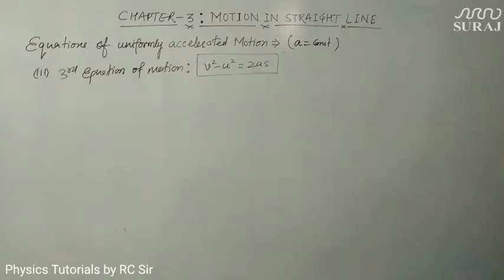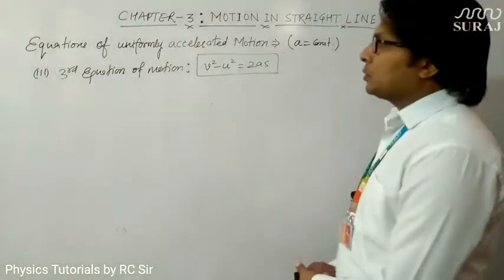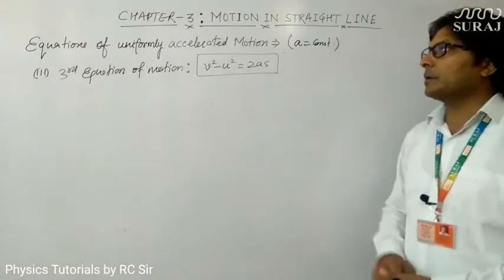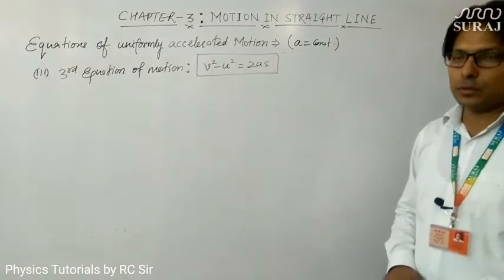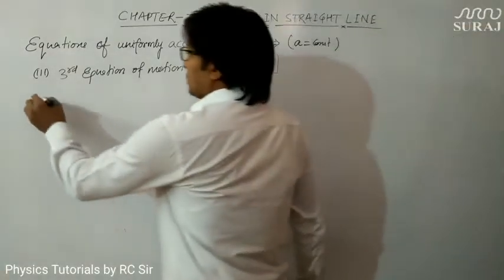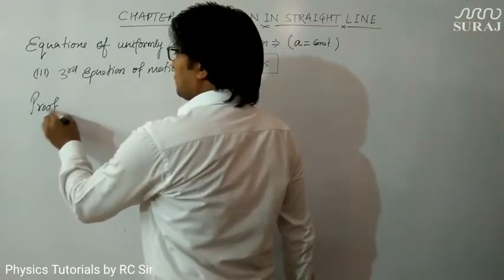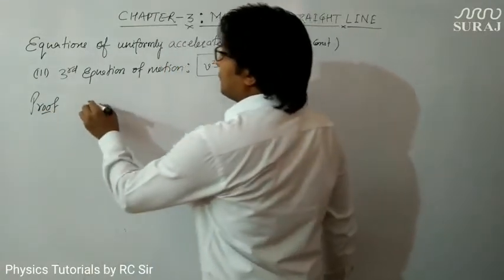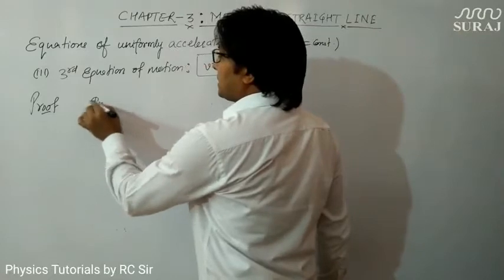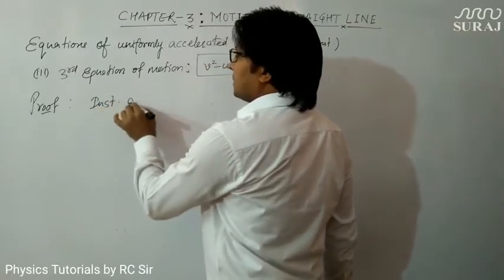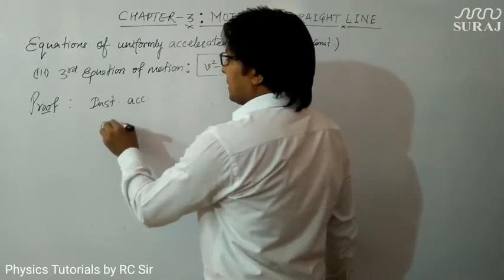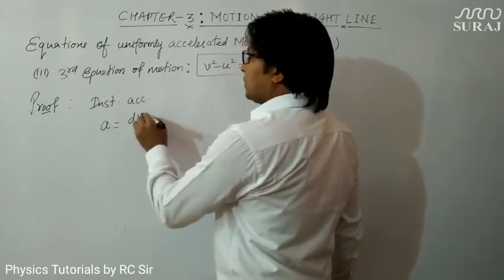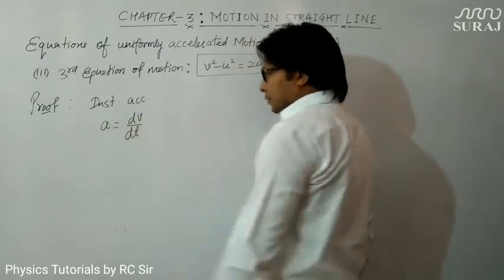So now we are going to derive the third equation of motion, that is v square minus u square is equal to 2as. So this is the proof. We know that the instantaneous acceleration of the particle can be written as a is equal to rate of change of velocity.